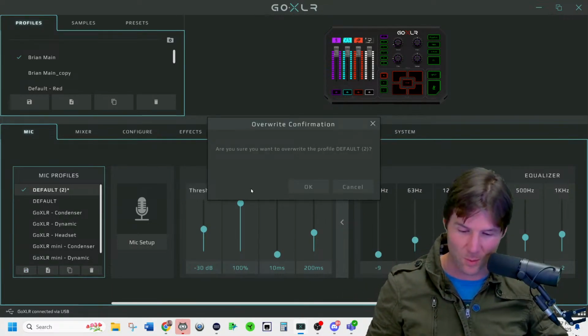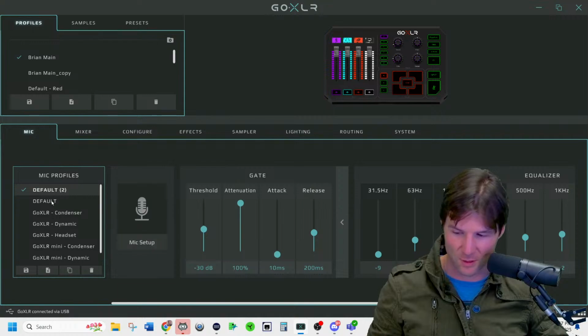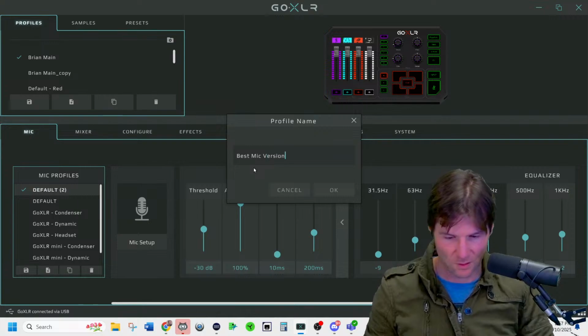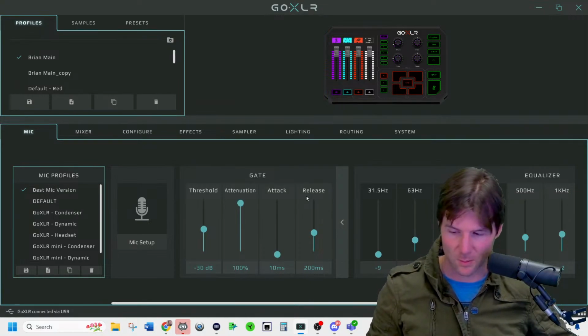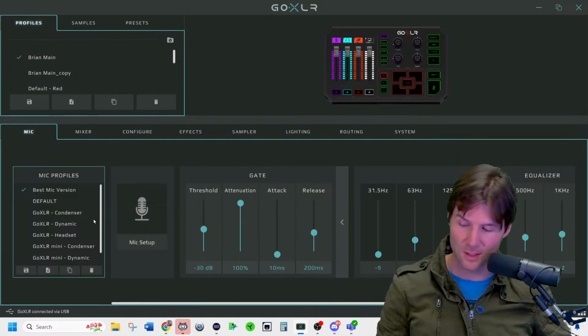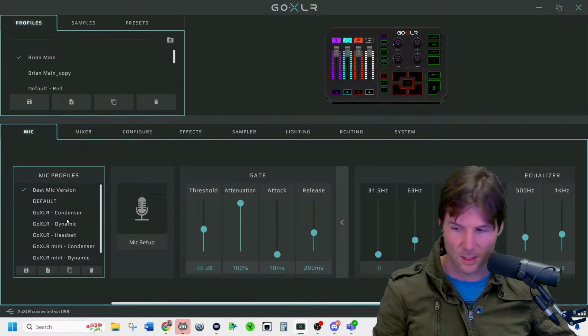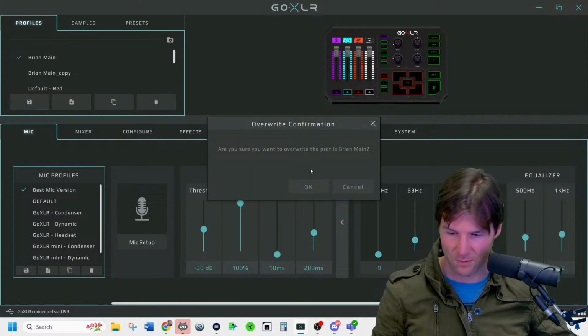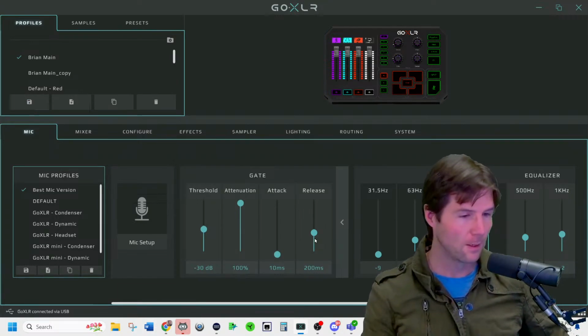We'll save mic profile right here as default, or rename it. Best mic. Save it to best mic. Okay, so that's the best mic version. I think this might be the better one. I'll go back and listen to this and see what sounds better. But there we go, we got everything saved up, I think. Okay, we're good to go.